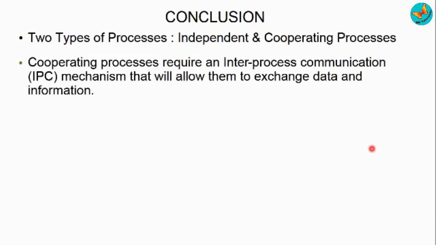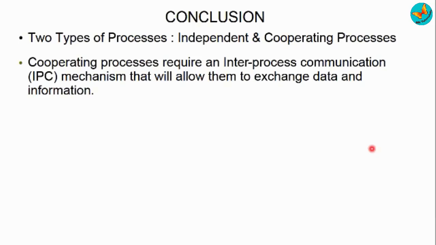So in short, what is this inter-process communication model? We will revise it once again. We have seen there are two types of processes. One is the independent process, the second is cooperating processes. There are advantages of cooperating processes, so cooperating processes are preferred in an operating system. Now they need to communicate with each other. Cooperating processes need some mechanism to exchange data and information among them. That mechanism is known as the inter-process communication mechanism.